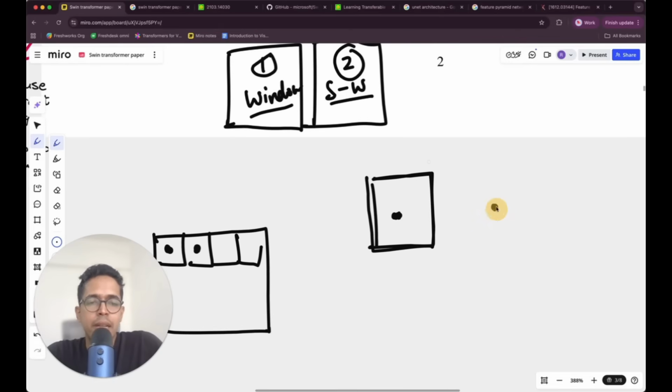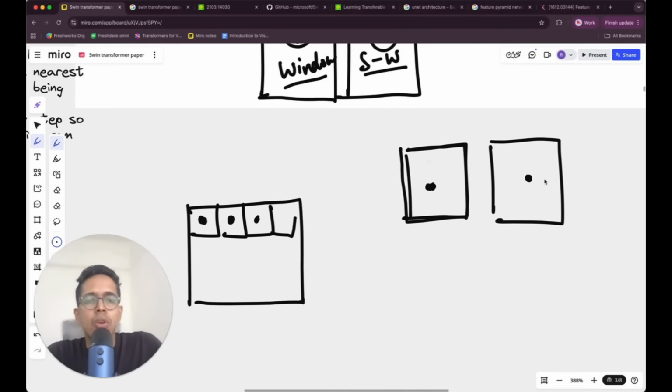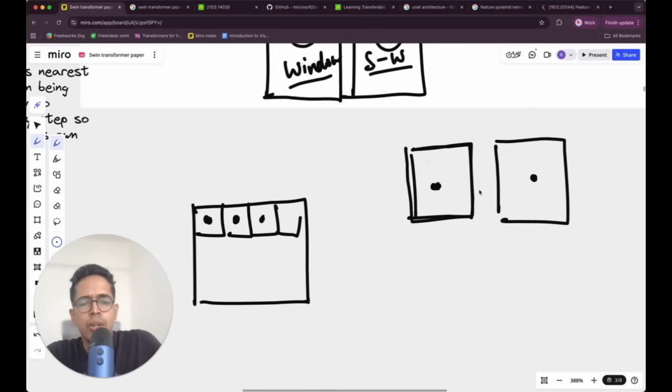Now let's say this is my query, another pixel. Then the pixels surrounding that will be the keys. But here, look at this. If this is the patch, keys are all the 16 ones in this window. If this is the patch, keys are again the same 16 pixel patches in the window. So queries and keys are basically from the same window. Here, as the query changes, keys also change in the sliding window. So this was the previous concept called sliding window.